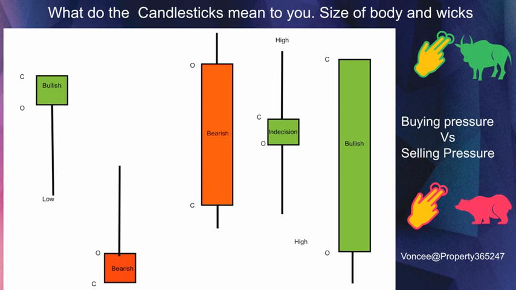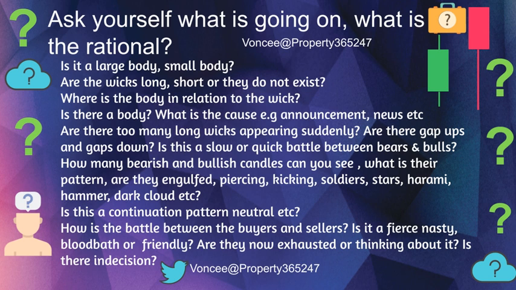Keep it simple. So you need to ask yourself, is it a large body? Is it a small body? Are the wicks long, short, that sort of thing? What's the body's position in relation to the wick? Has there been an announcement? Is there any news? Because as you know, the market will move depending on the news that's announced. So you need to look at that as well. Sometimes people talk of gaps. Is there a gap down, gap up, that sort of thing? And what's the impact of that? You're not just looking at the wicks and the body. You need to know what that means.